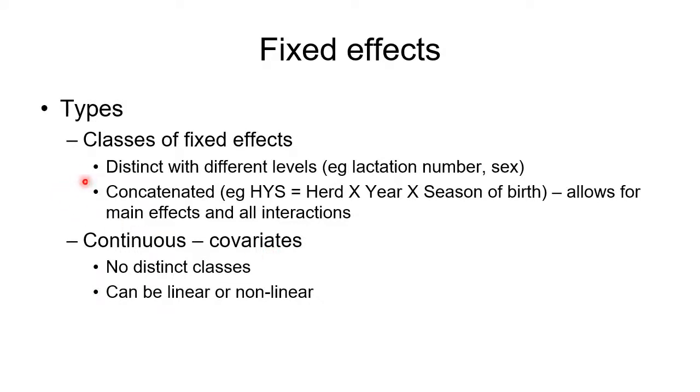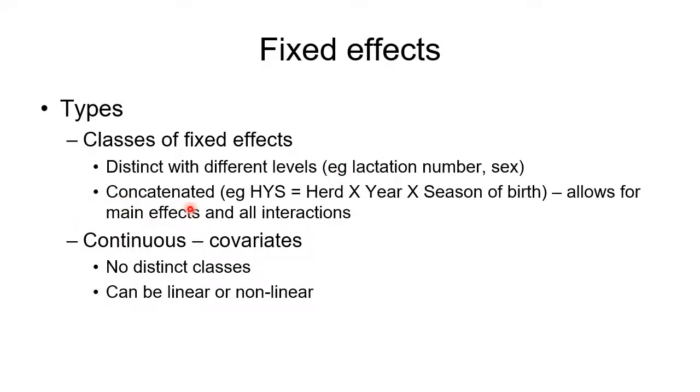So classes have distinct and different levels, like sex, for example, male, female, so it's only 2 classes. You can have lactation number. Let's say you consider the first 3 lactations, so you can have lactation 1, 2, and 3 as 3 classes. You can have two growth tests, so you'll have 2 growth tests as 2 classes. The example we used previously in this course.